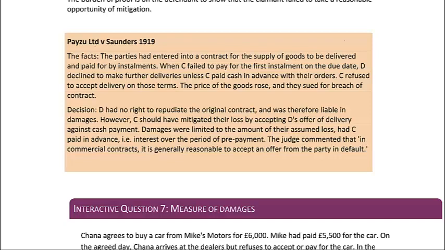Now, in practice, what does mitigation mean? For instance, if you are dismissed from your job, part of your duty to mitigate your losses would be to carry on looking for a suitable job. You can't just sit at home and claim expenses whilst you're there.